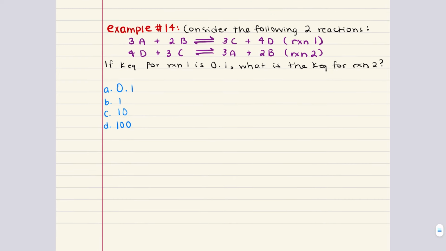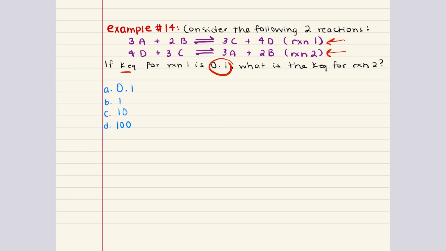Let's move on to 14. Problem 14 says, consider the following two reactions. Here we have reaction 1. And here we have reaction 2, and quickly you notice that they are the reverse of each other. So reaction 1 is 3A plus 2B gives us 3C plus 4D, and reaction 2 is 4D plus 3C gives us 3A plus 2B. Now, if the equilibrium constant for reaction 1 is 0.1, what is the equilibrium constant for reaction 2?